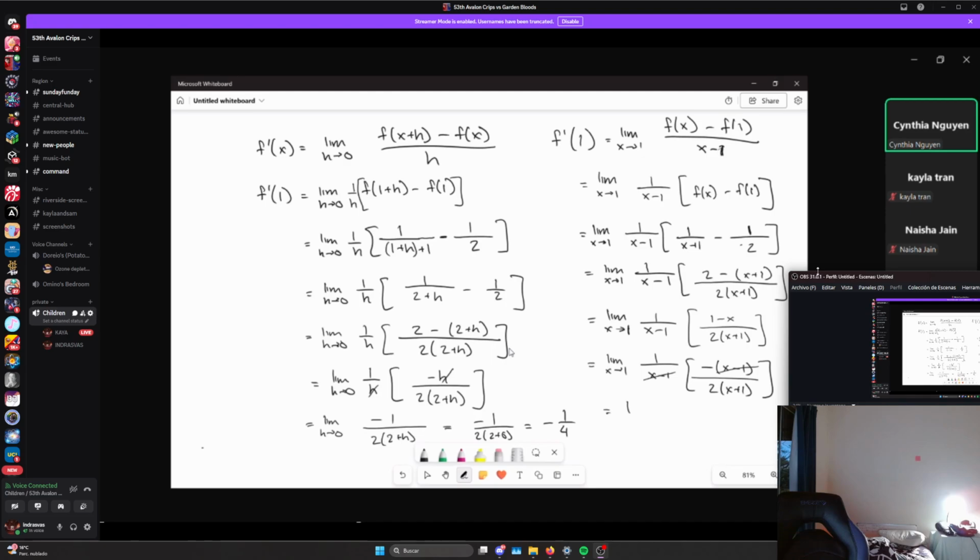Easy peasy. x approaches 1, negative 1 on top, 2 times x plus 1. Plug in 1 now. You couldn't plug in 1 before because that 1 over x minus 1 would have been 1 over 0. You can now because you canceled that. So negative 1 over 2 times 1 plus 1, which is 2 times 2, negative 1/4. Whew. Okay.